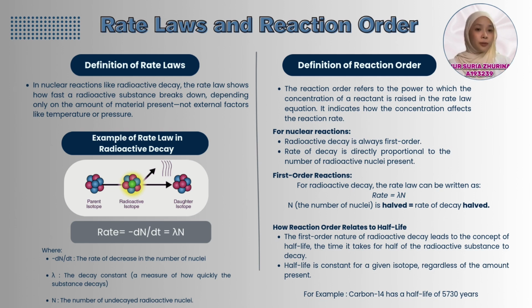The formula is shown below, where lambda is the decay constant and N is the number of undecayed nuclei. Lastly, the half-life is the time it takes for half of the substance to decay. For example, carbon-14 has a half-life of 5,730 years.